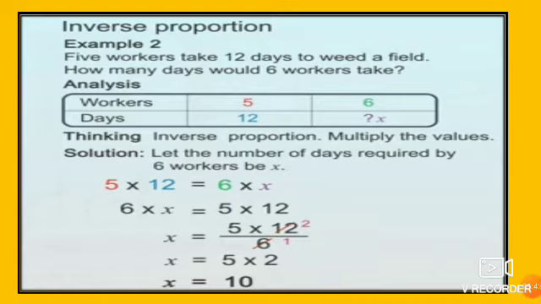So write down the solution for it. Let the number of days required by the 6 workers be x, and we have to multiply the values as it is an inverse proportion example. 6 into x is equal to 5 into 12. Shift the 6 to the right side of the equation and then 5 into 12 upon 6. After dividing you will get 5 into 2, x is equal to 10. So you can write the answer in a full sentence. The 6 workers would take 10 days to weed a field.